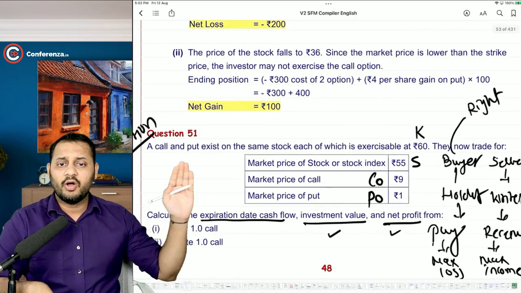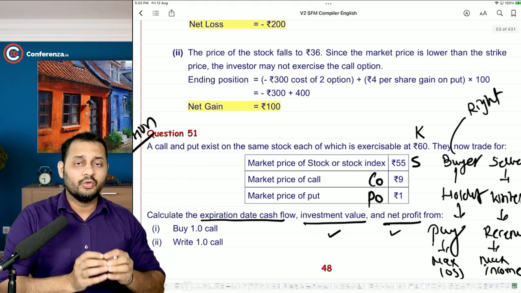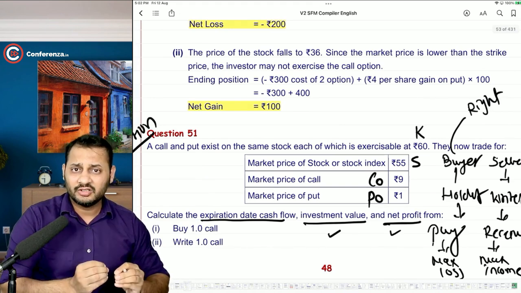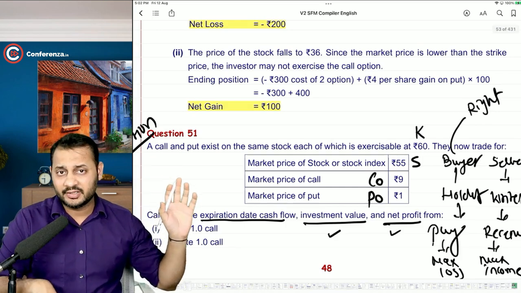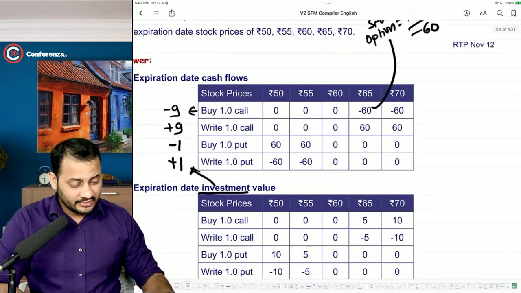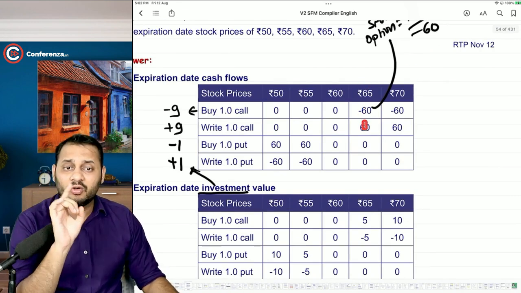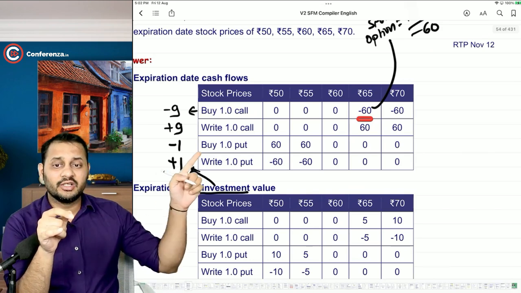No, there is a call and a put which exist in the same stock. There is no guarantee or liability or obligation that a buyer has to buy the stock in the spot market. Why? We are dealing in the option market, and in the option market the cash flow of 60 or 65 will never happen. It will always be the settlement price. So this 60 is totally wrong.